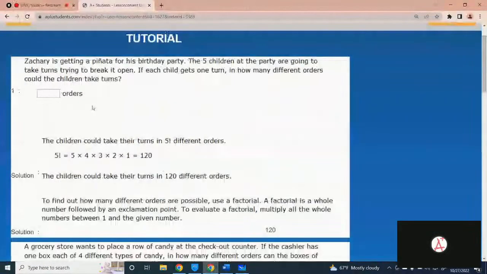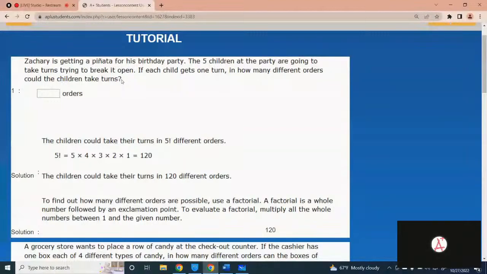Okay. Sachri is getting a pinata for his birthday party. The five children at the party are going to take turns trying to break it open. If each child gets one turn, in how many different orders could the children take turns? Got it? So you have a total of five children.